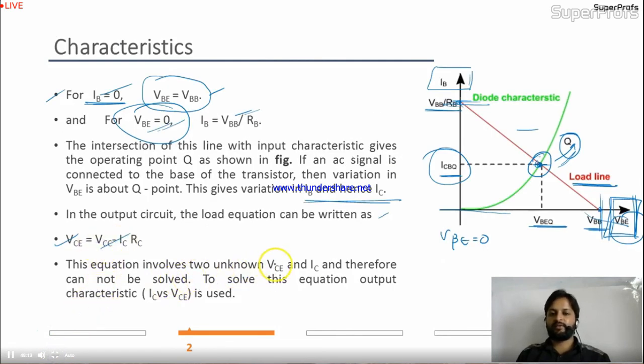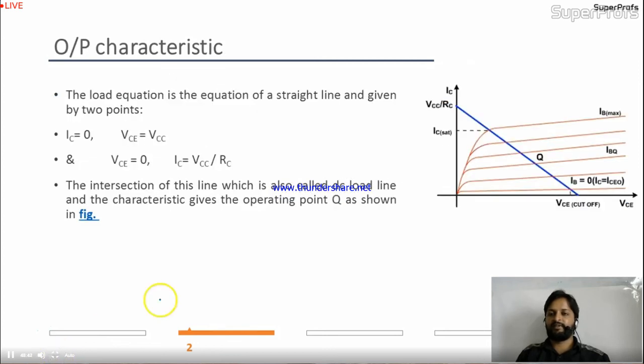This equation involves two unknowns, VCE and IC. So definitely your load line will be dependent on VCE and IC. Your output characteristics will be between VCE and IC, and therefore it cannot be solved. Okay. To solve this equation, the output characteristics IC versus VCE is used. Now the output characteristic is drawn between IC and VCE. So this is VCE and this is IC. These are the variations in IC with VCE.